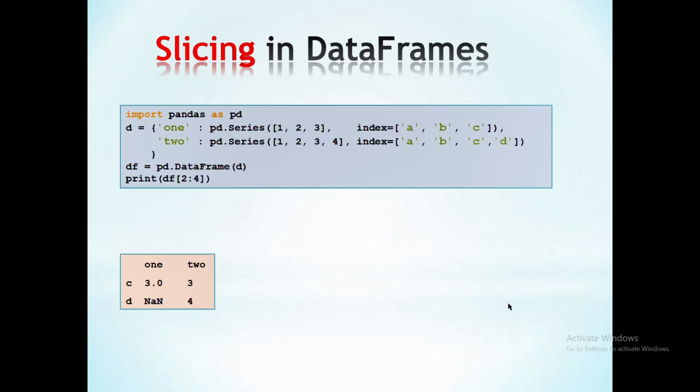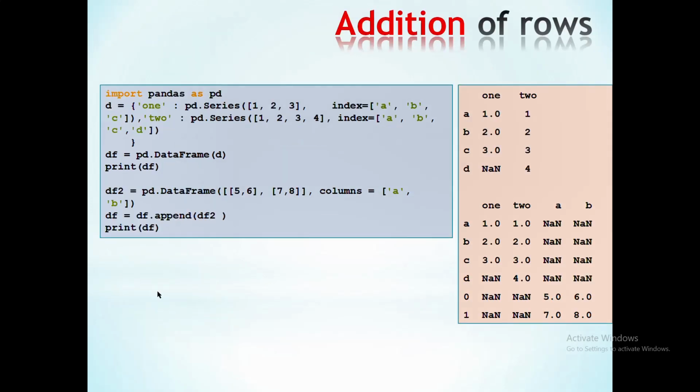Slicing in data frame. Slicing in a data frame can be done similar to the slicing we have done in the series, as well as in lists or dictionaries. So I have this data frame DF with the two columns, 1 and 2, with the range of values 1, 2, 3, 4. Now I want to slice the values from 2 to 4, so I am getting the values 3 and 4. So the 3 and 4 values are displayed when I slice with the range of values.